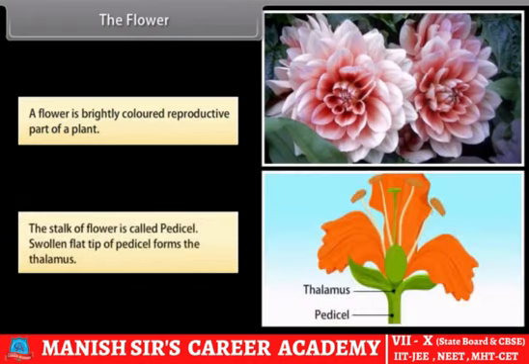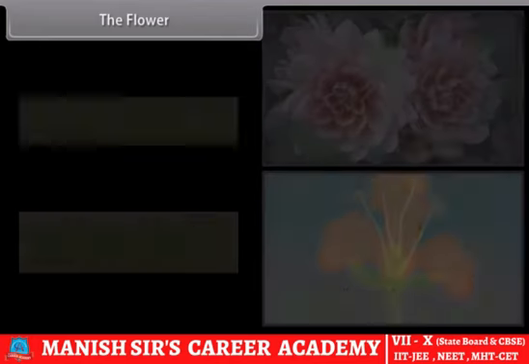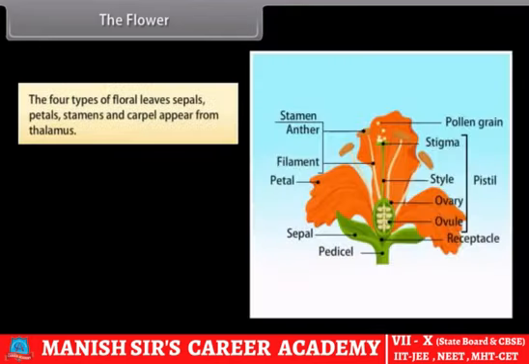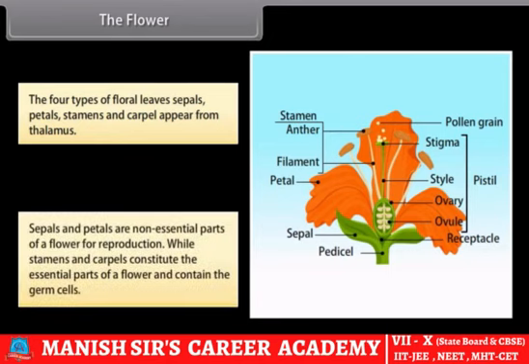The stalk of flower is called pedicel. Swollen flat tip of pedicel forms the thalamus. The four types of floral leaves, sepals, petals, stamens, and carpel, appear from thalamus. Sepals and petals are non-essential parts of a flower for reproduction, while stamens and carpels constitute the essential parts of a flower and contain the germ cells.